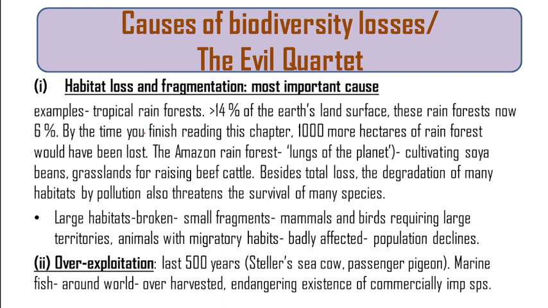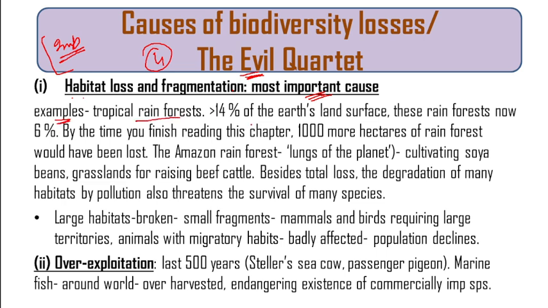Now, what are the causes of biodiversity loss? Basically, there are four reasons. That is why it is referred to as the evil quartet. Very, very important. In recent board examinations, this question has been framed from this particular part. Now, the first and the most important cause of biodiversity loss is habitat loss and fragmentation.